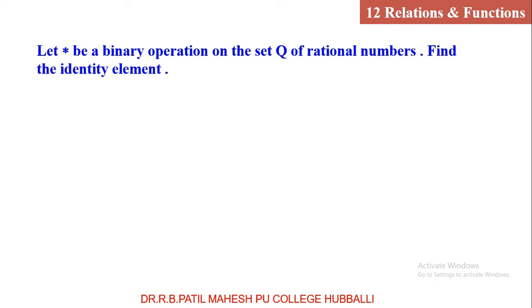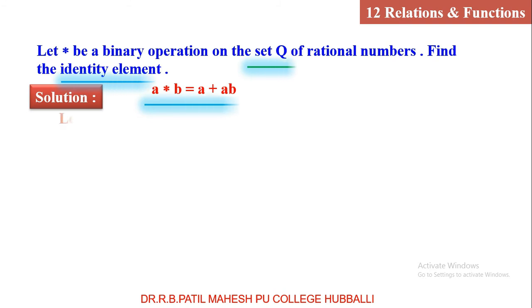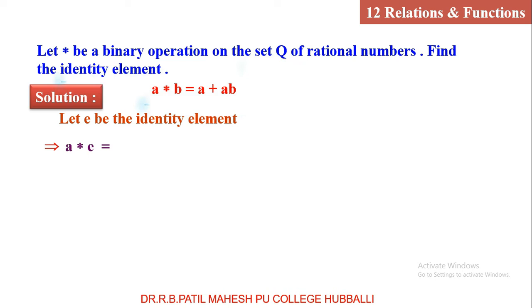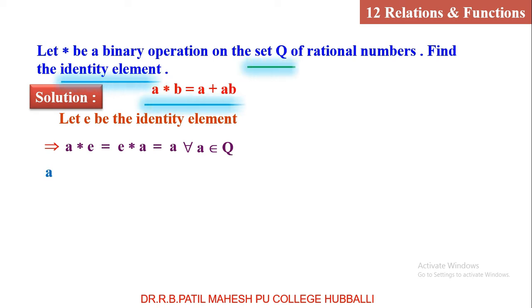Let us have one more question. Let star be a binary operation on the set Q of rational numbers. Find the identity element for the operation A star B equal to A plus AB. Follow the definition of identity element. Let E be the identity element. A star E equal to E star A equal to A for every A belonging to the set Q. And A star E, according to this operation, is A plus AE, and E star A, according to this operation, is E plus EA, that is equal to A.